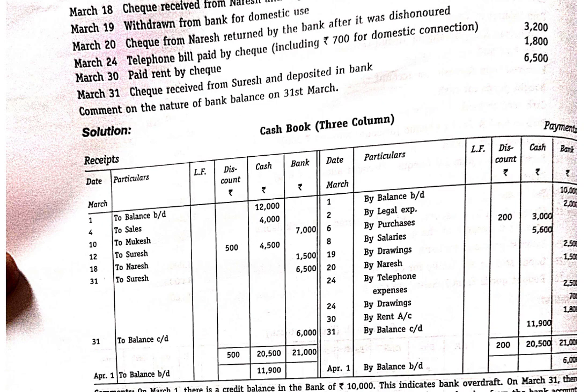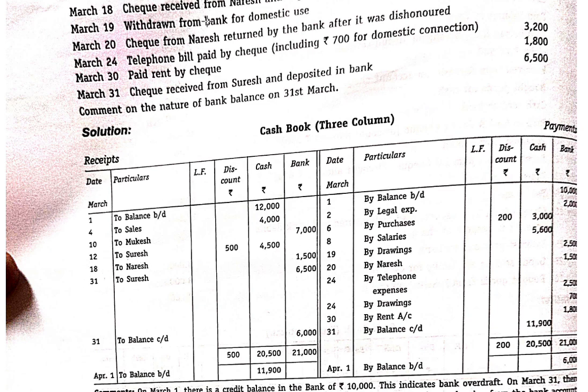Next is receive cash from Suresh, 4,500 and discount allowed 500. Easy. Discount allowed means debit side, discount received means credit side. So again 500 and 4,500. Check received from Naresh and deposited into bank. Means again the same day transaction happened. What's the amount? 1,500. So to Naresh and bank account. See here, 1,500. To Naresh, bank.